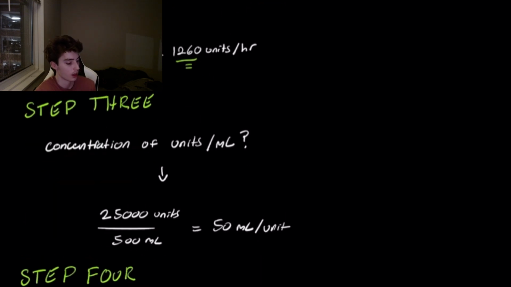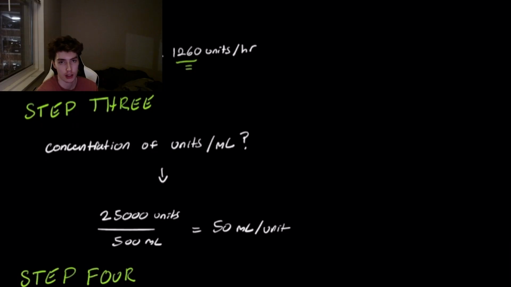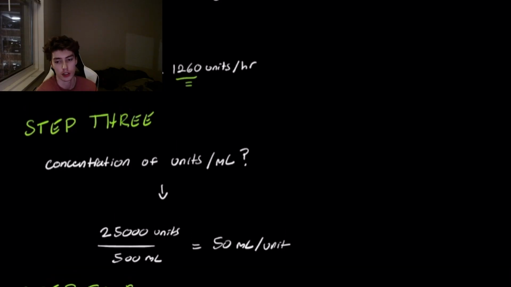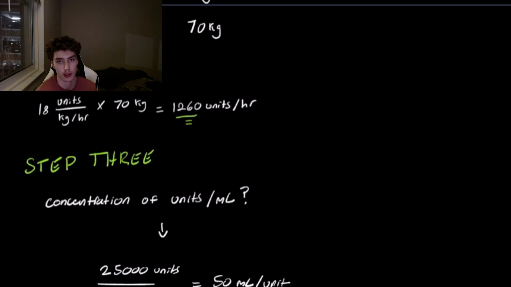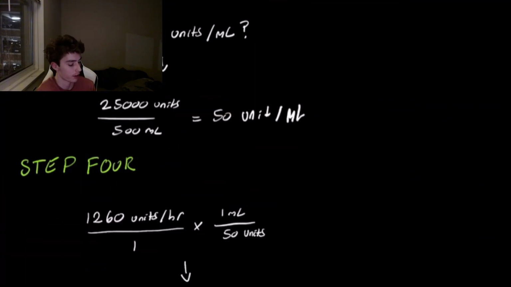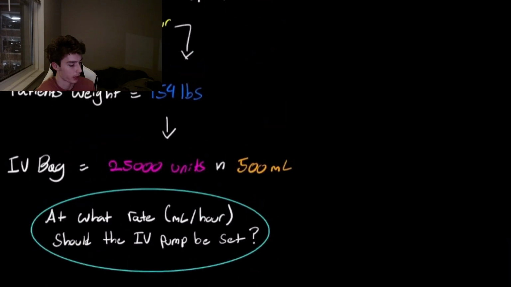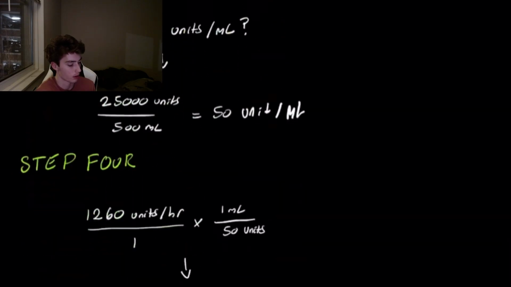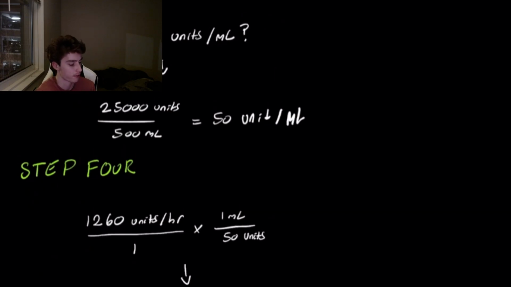Step 3, we can't just inject 1,260 units of heparin into this person's body per hour, right? All we have to do is divide 25,000 units, because that's the amount in our bag, by 500 milliliters, right? Because that's the solution in the IV bag. So all we have to do is divide that. We get 50 units per milliliter. So each milliliter contains 50 units.